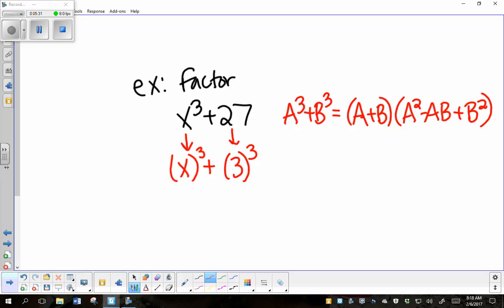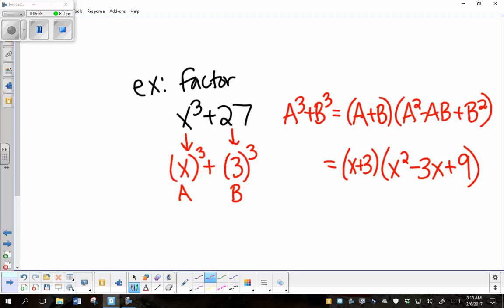So right now we've got x cubed, so our a is x, and 3 is our b. When we factor this, we do a plus b, so that's x plus 3, times a squared, so that's x squared, minus a times b, so that's x times 3, but we don't write x times 3, we write 3x, plus b squared, so plus 3 squared, which is 9.